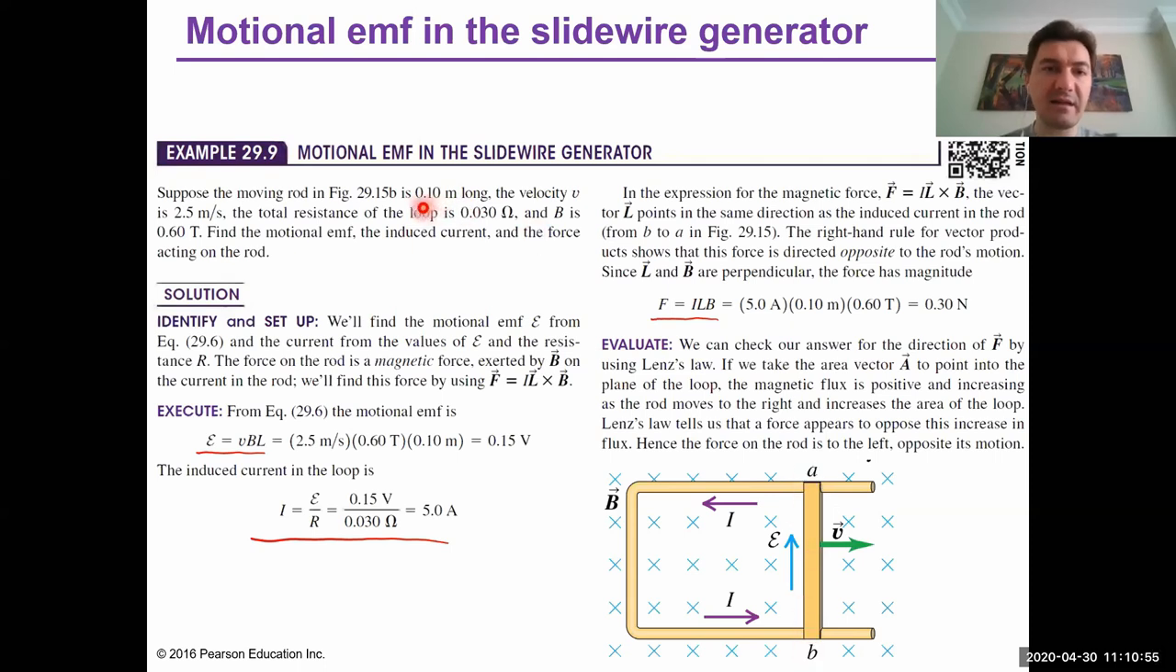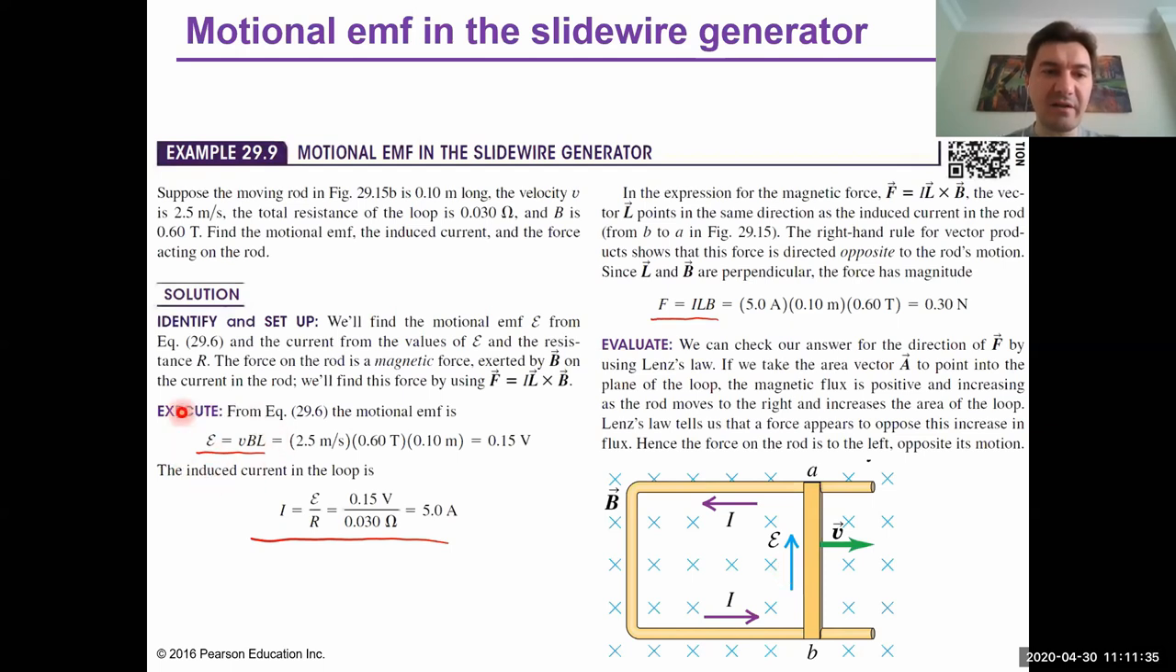This rod has a length of 0.1 meter and the velocity is 2.5 meter per second. The total resistance of the loop R is 0.03 ohm. And the B field into the page is constant, given by 0.6 Tesla. So what is the question? Find the motional EMF in the circuit, find the induced current in the circuit, and then find the force acting on the rod.